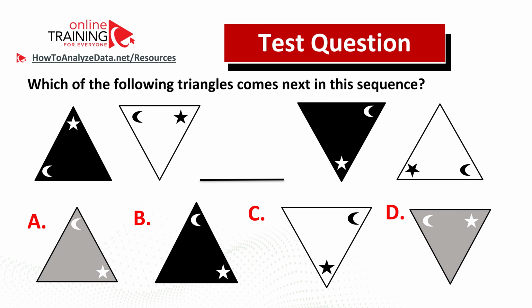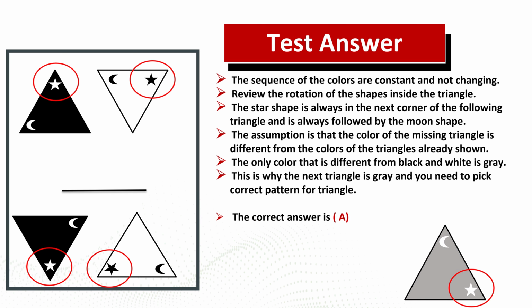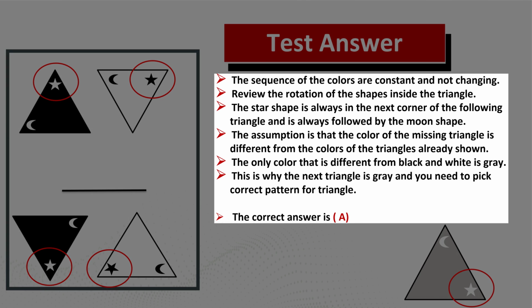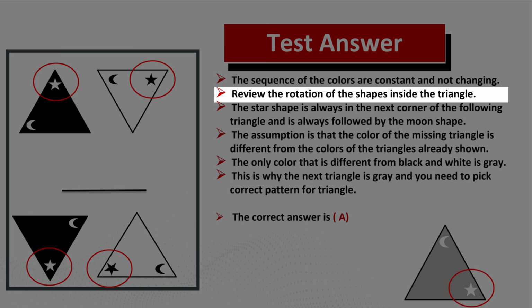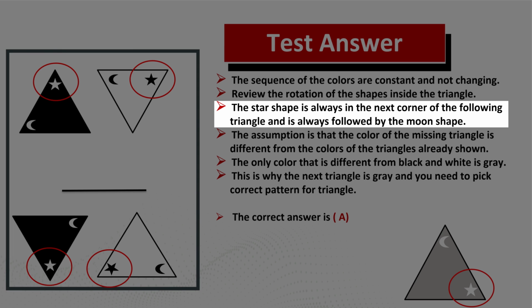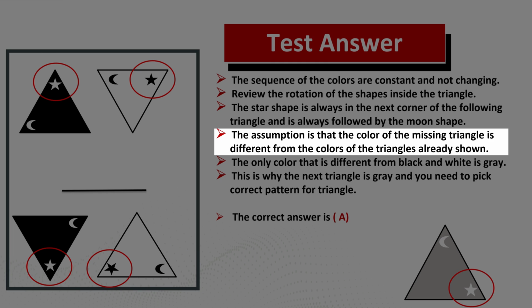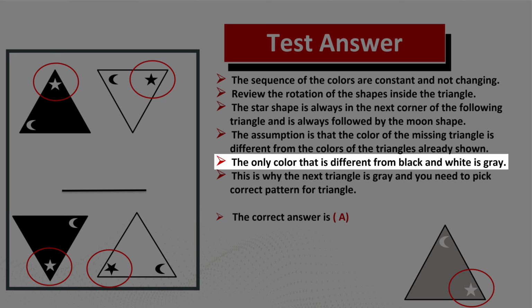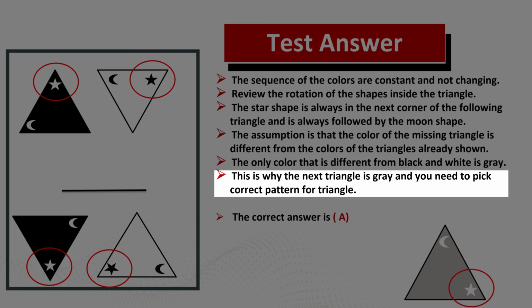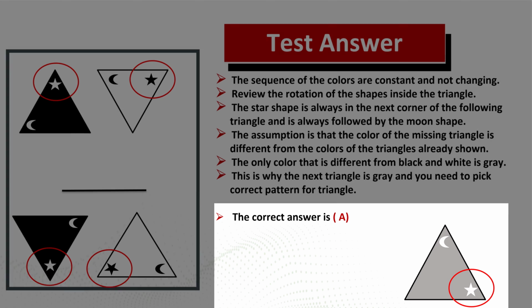So now let's jump to the solution. We have already looked at the pattern of the colors, and the sequence of colors is constant and is not changing. And we also reviewed the rotation of the shapes inside the triangle. The star shape is always in the next corner of the following triangle and is always followed by the moon shape. The assumption here is that the color of the missing triangle is different from the colors of triangles already shown, and the only color that is different from black and white is gray. This is why the next triangle is gray, and you would need to pick the correct pattern for the triangle. So the correct choice here is choice A.